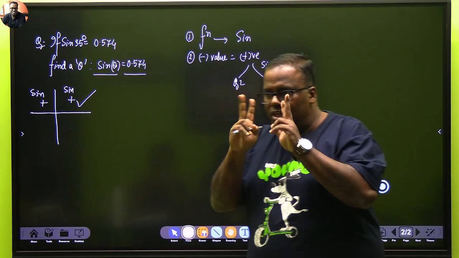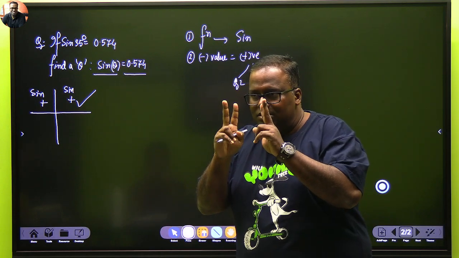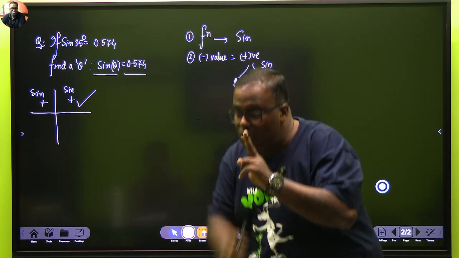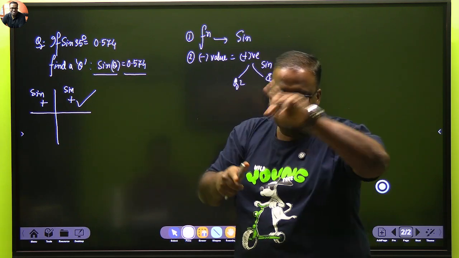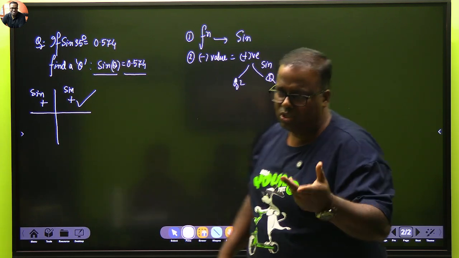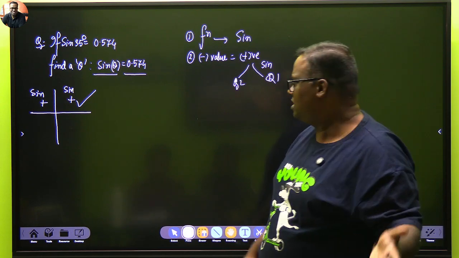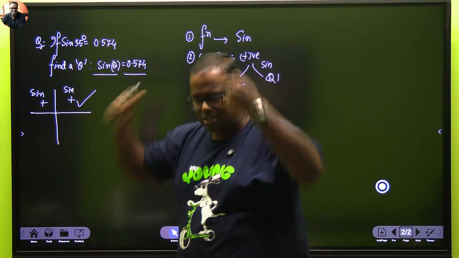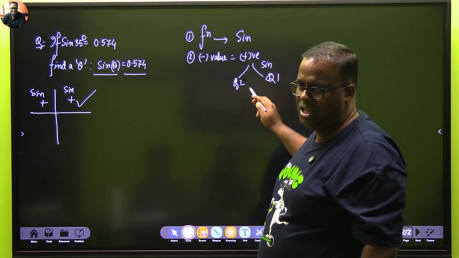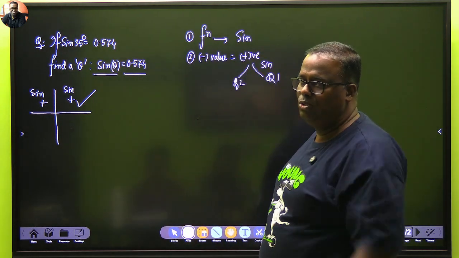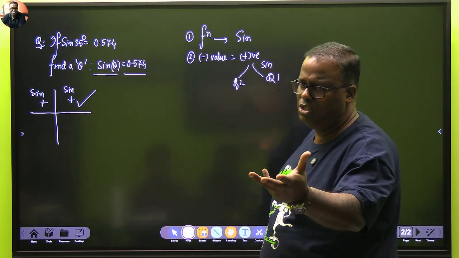You say that sine is positive in quadrant 1 and quadrant 2. Matlab there are only two angles in one chakkar. One chakkar is 360 degrees, Q1, Q2, Q3, Q4. In Q3 and Q4 sine is negative. No questions asked. So let's not concentrate on that. So there are only 2 points, out of which they have already given you 35. 35 lies between 0 to 90.